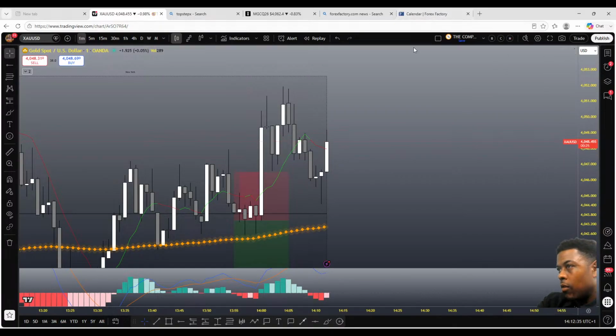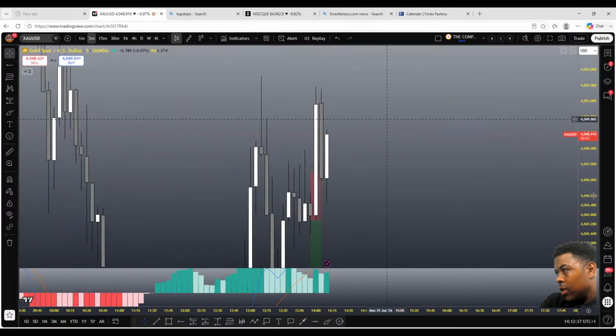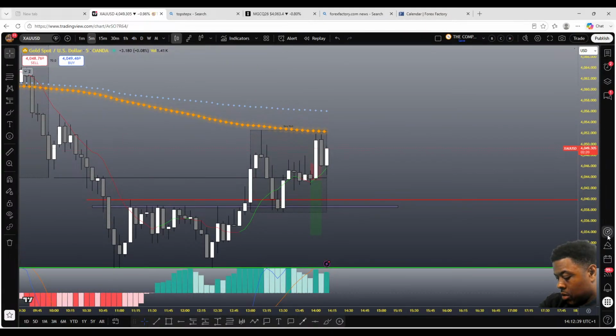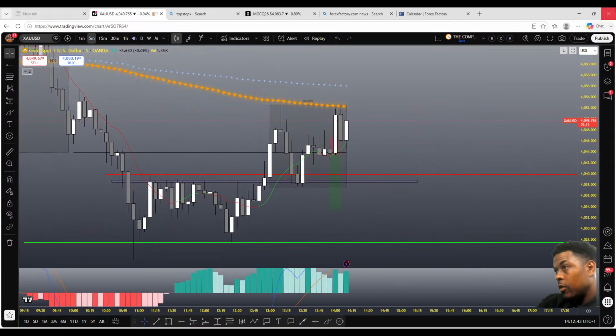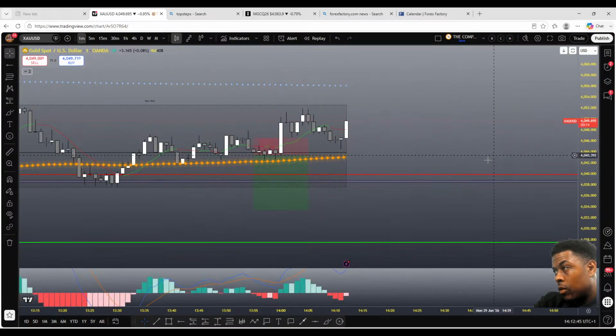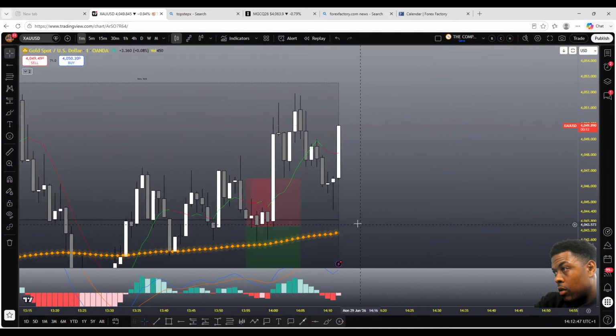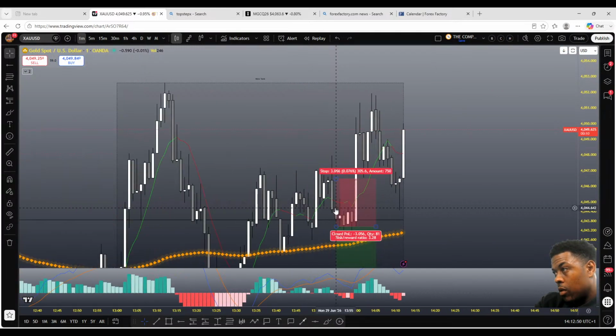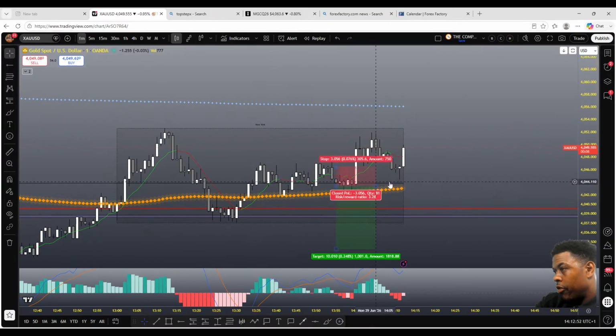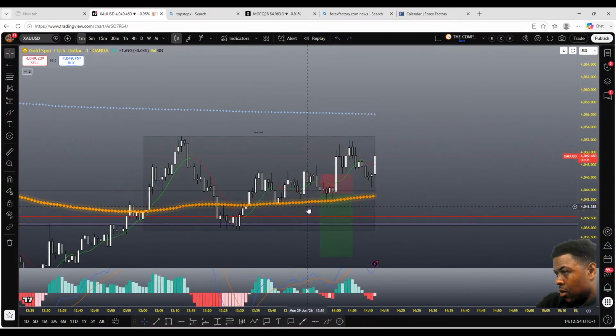Yeah. Bulls are definitely in control. We're above the orange line, which shows us everything.